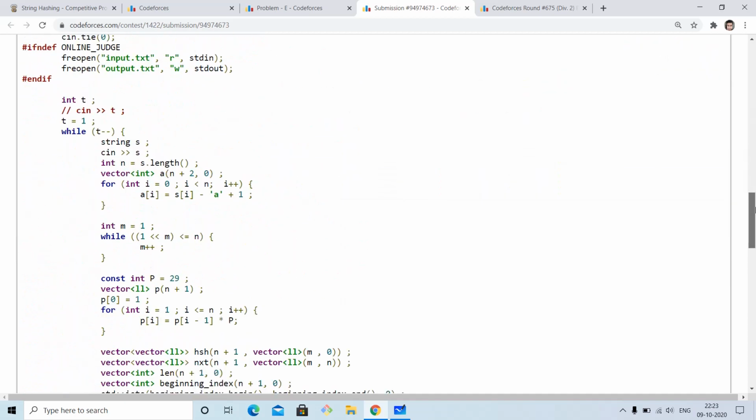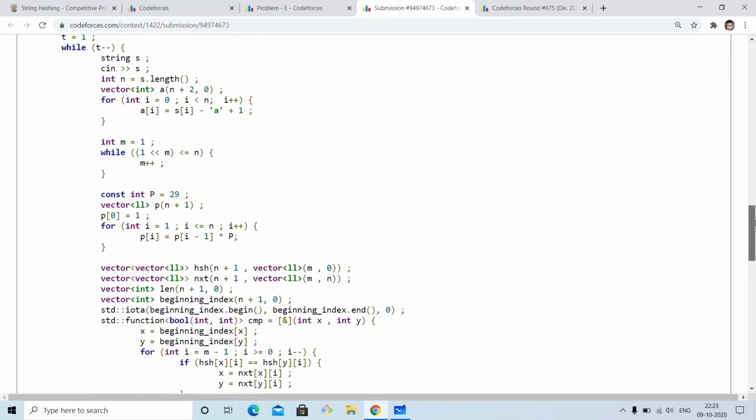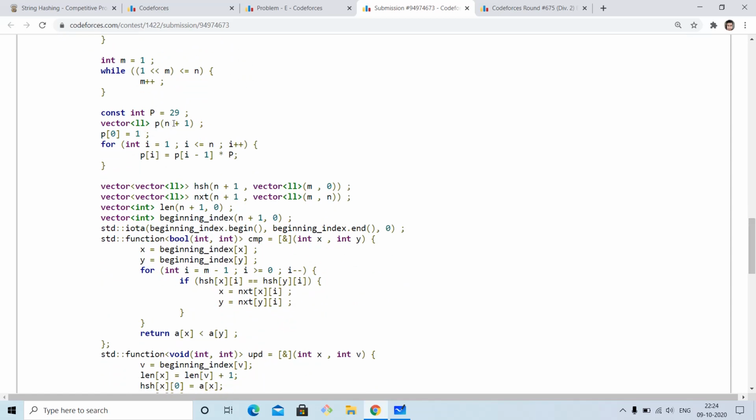This is the same code actually used by the author, but I modified it in my way. So we will input our string, and then we have this vector of the values of the corresponding characters of the string. The corresponding character value is equal to s[i] minus the character a plus 1. Then we will compute the largest value of m up to which 2 to the power m minus 1 is less than or equal to n. After that we will take this prime number p to be 29, and then we calculate the prime number powers up to n.